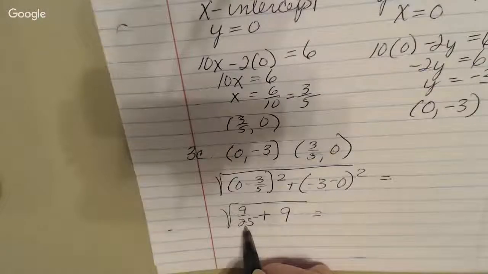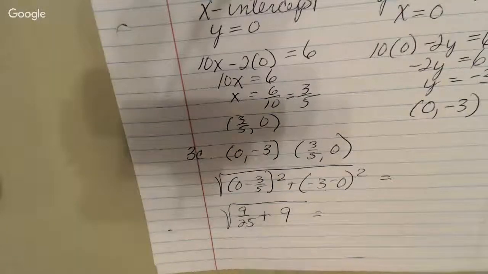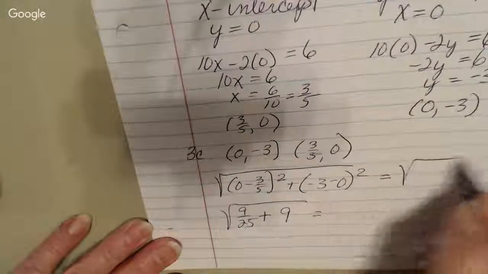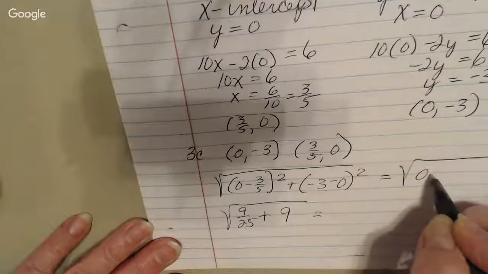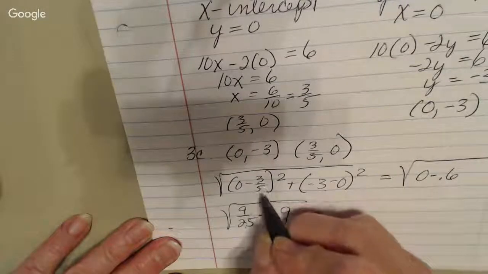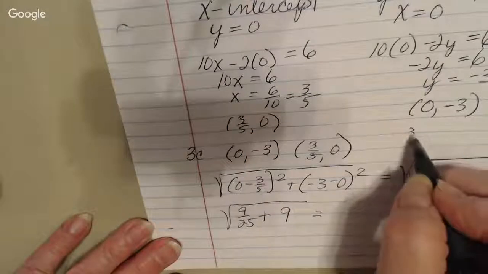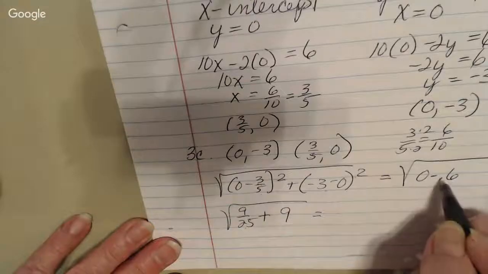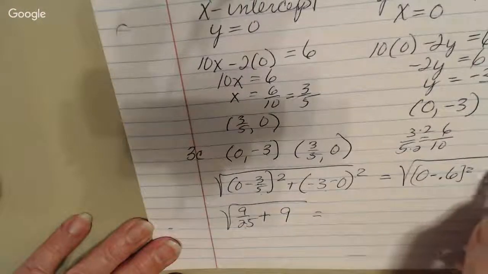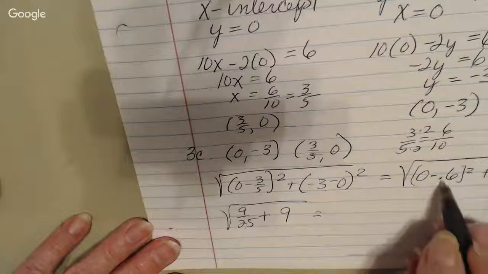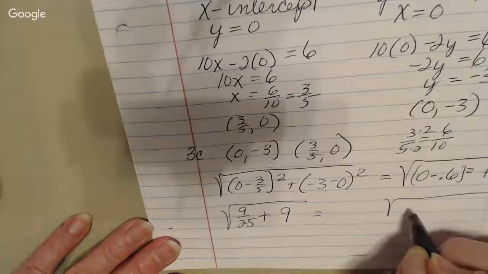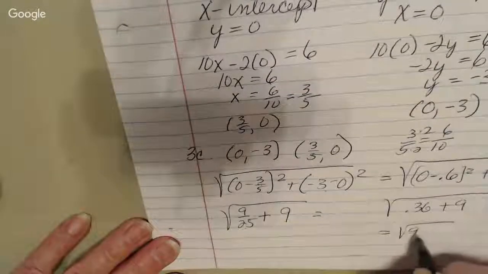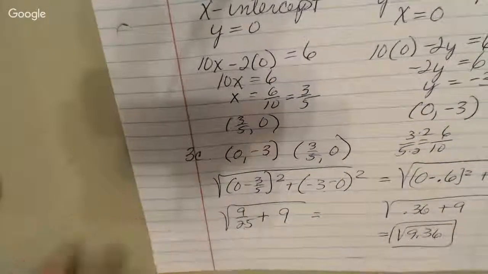This right here could also be done as a decimal, which probably would have been an easier way to handle it. So let me go back here. The square root of (0 - 0.6) squared, because 3 over 5 equals 0.6, right? 3 over 5 converted over 10 multiplied by 2 is 6, so it's 0.6 squared, and then of course this was the plus 9. When you put it in your calculator, 0.36 plus 9, so the answer here is the square root of 9.36.